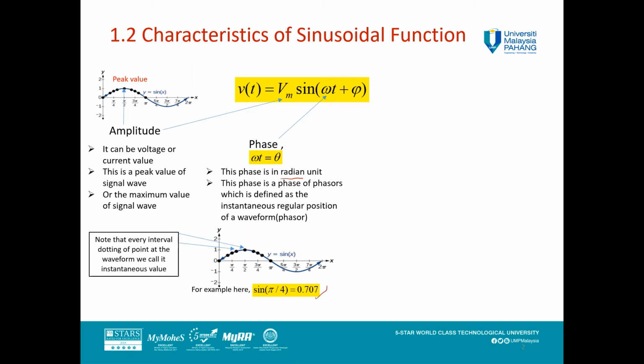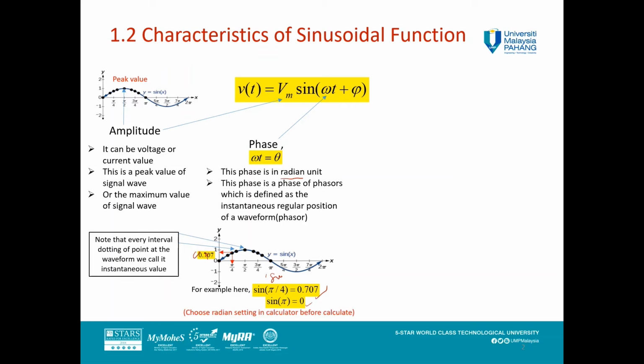So from here you can plot here. When you plot the graph, you get the value of y equal to 0.707. Now, if we want to find sin pi, that means sin 180 degrees, it gives the value equal to 0. So that is omega t plus phi. Phi represents the phase in radian.